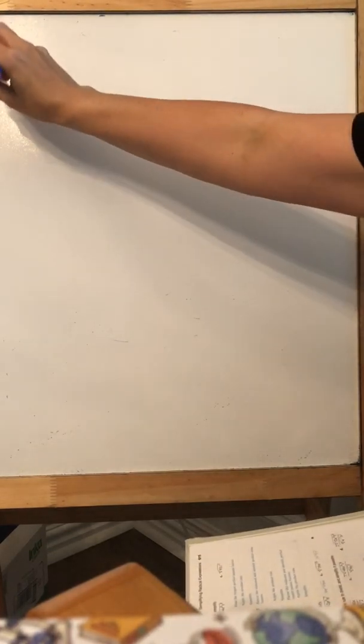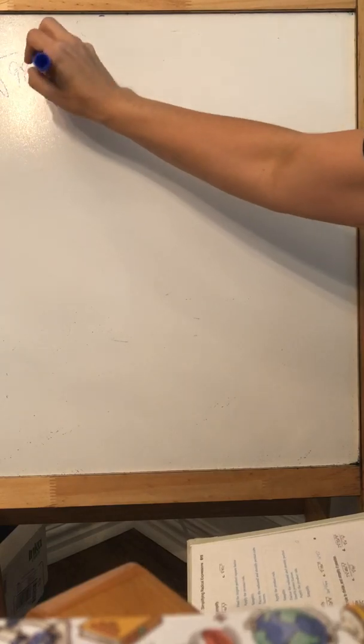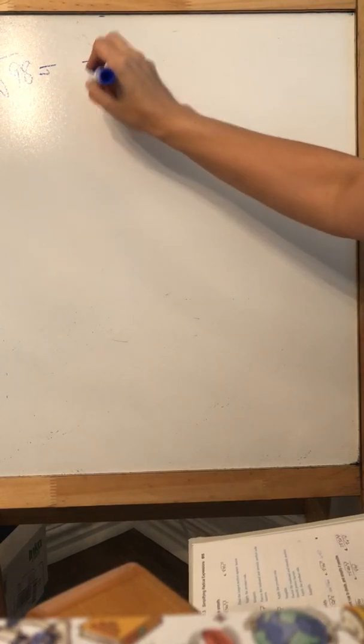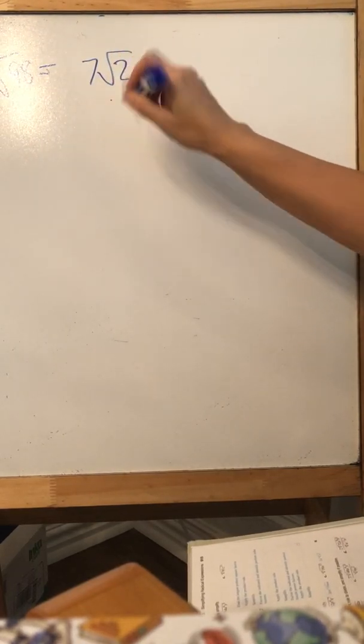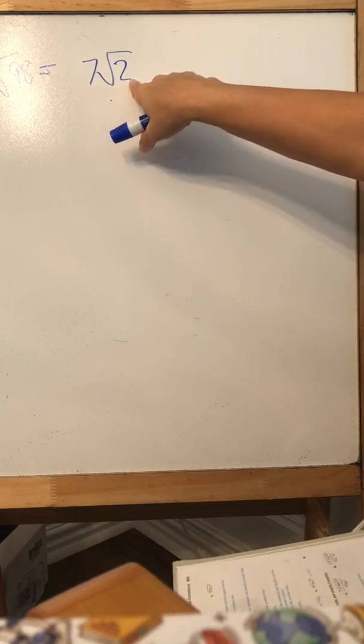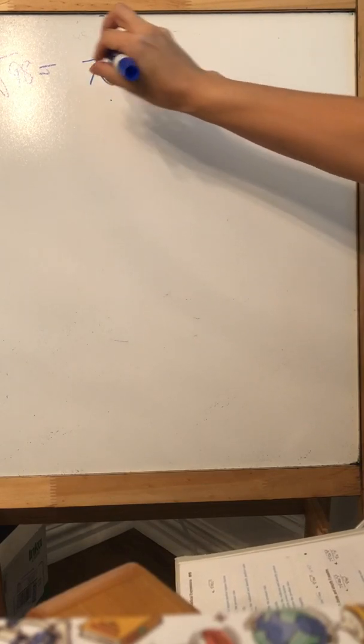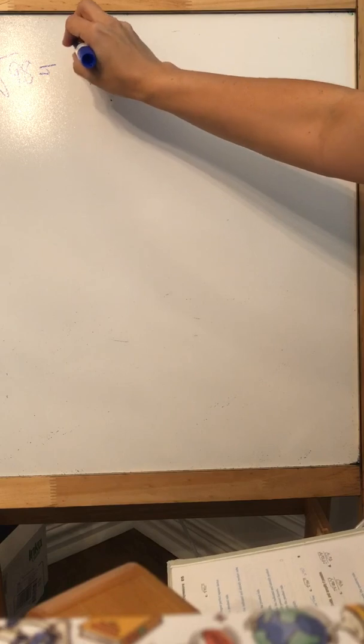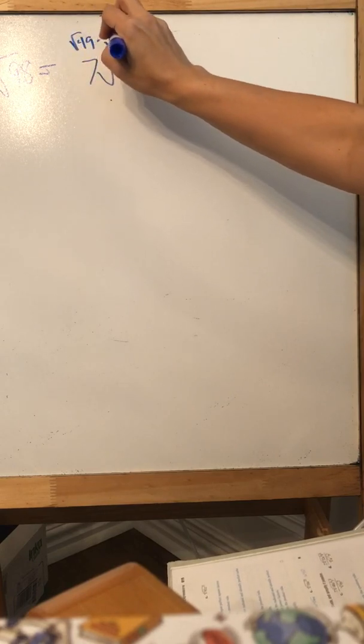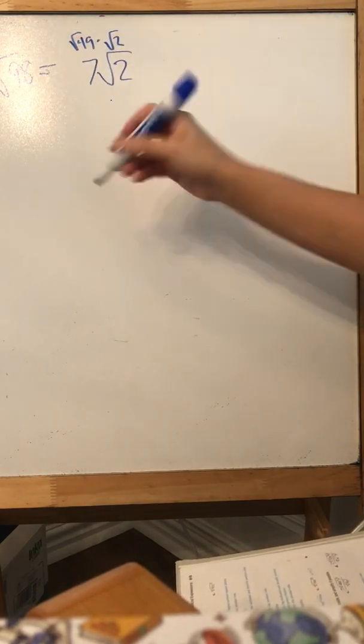All right, answers for practice 3. Square root of 98 can be simplified down to 7 times the square root of 2, because before it was square root of 49 times square root of 2. So that's how they broke it down right there.